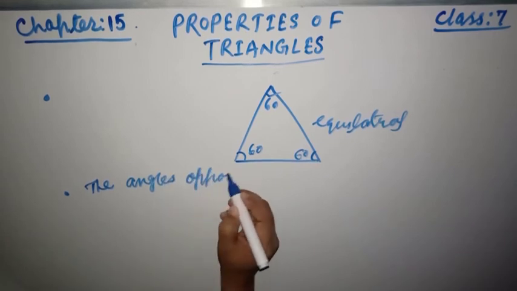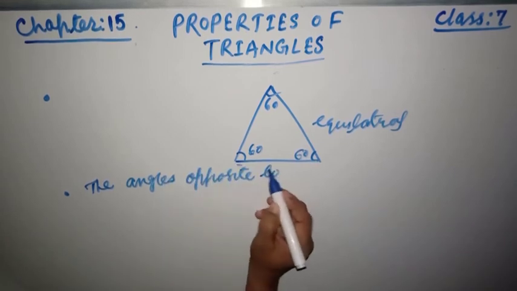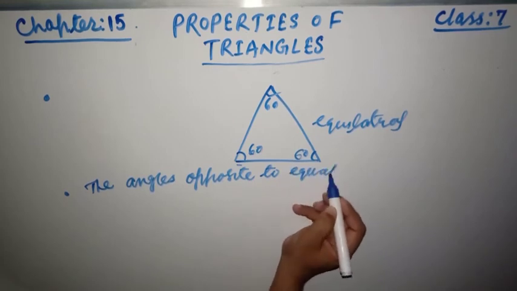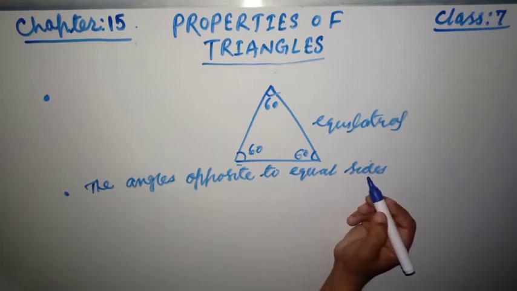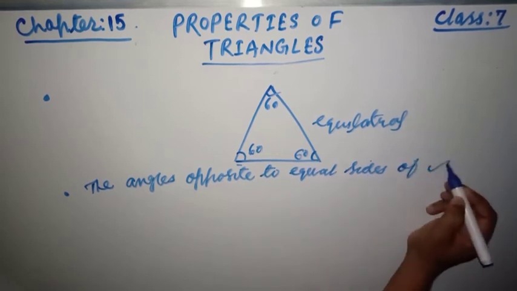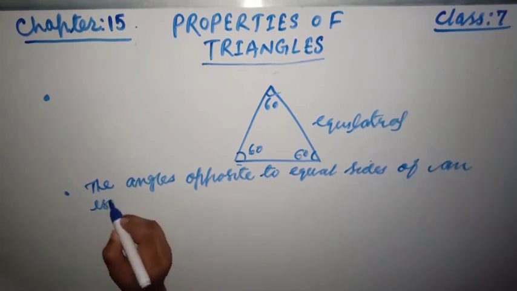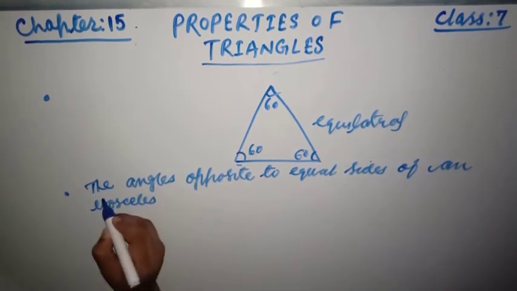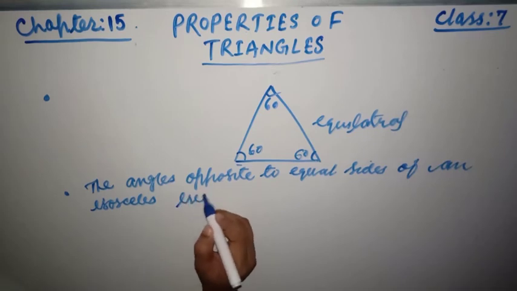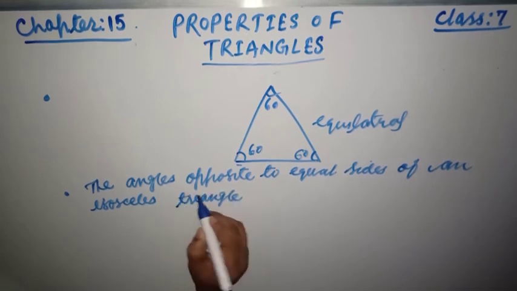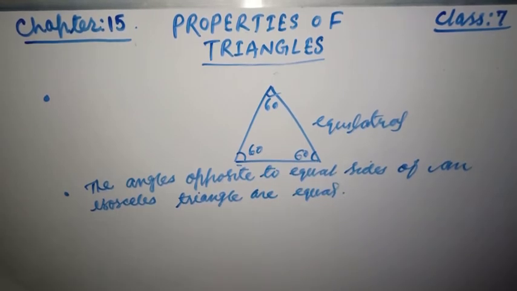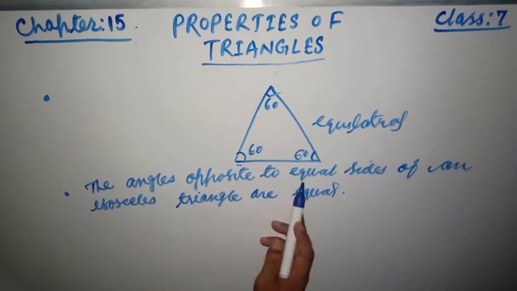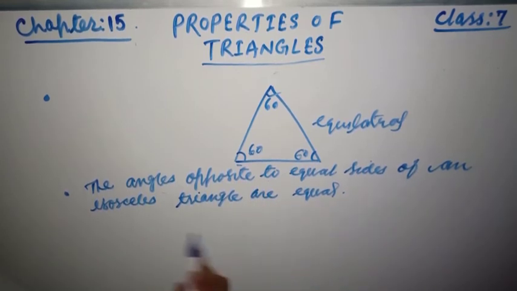Okay friends, now the second point friends: the angles opposite to equal sides of an isosceles triangle are equal. Let us figure out friends with that example. The angles opposite to equal sides of an isosceles triangle are equal.